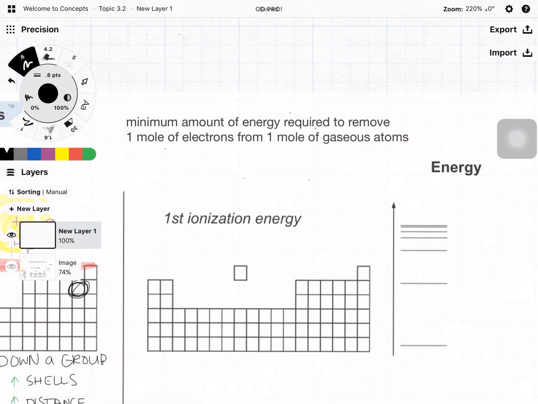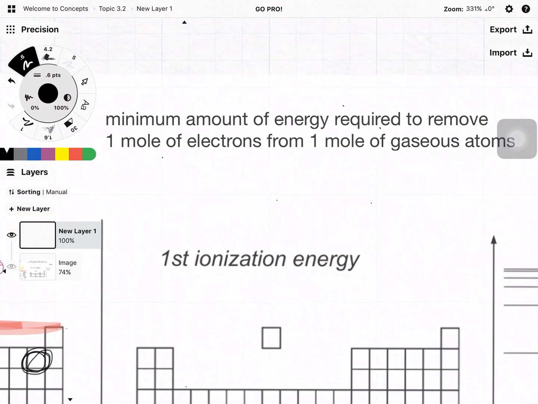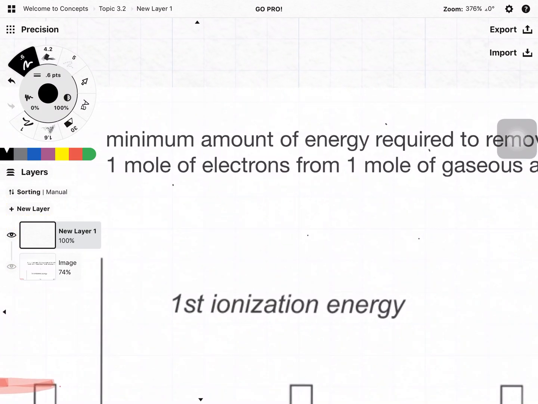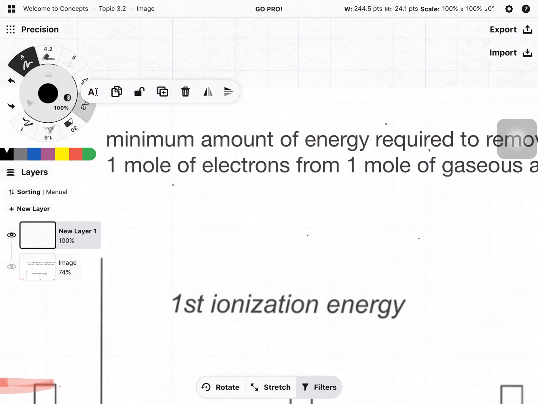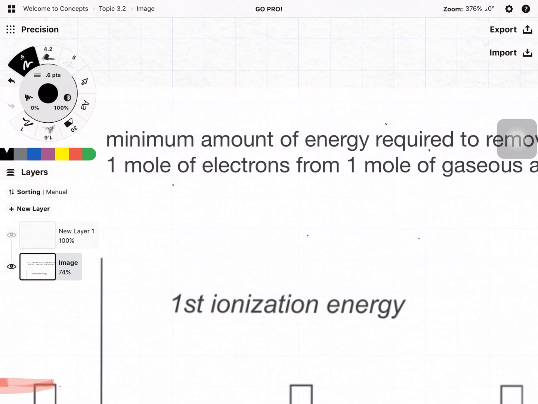And an example of an equation for first ionization energy might look something like this. So we might have sodium, and we're removing 1 electron from it, so we get sodium 1 plus and 1 electron.